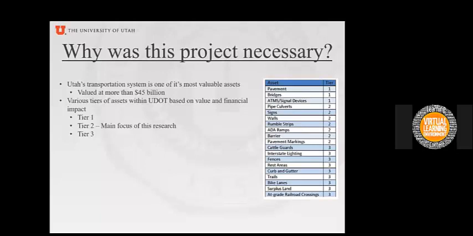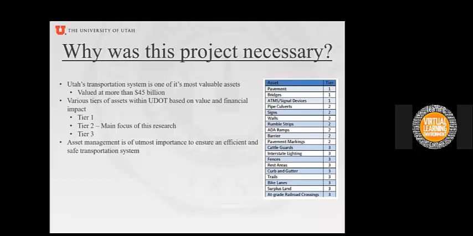items such as pavement and bridges, ATMS and signal devices are going to be tier 1 assets, and that's because there's the most money invested in them and there's the most money to be lost if they are poorly managed. The tier 2 assets are the main focus of this research, though, items mostly focused on signs and ADA ramps.